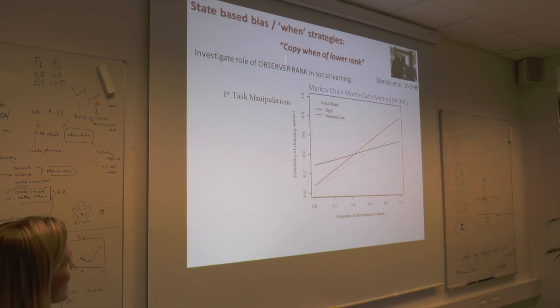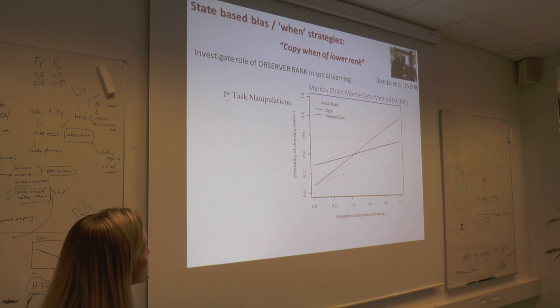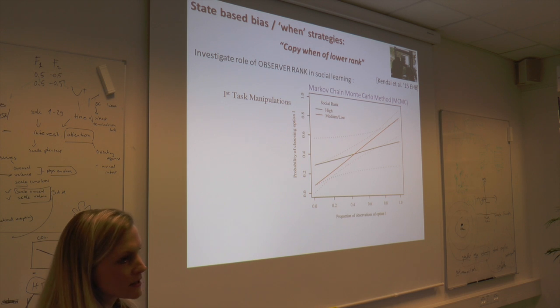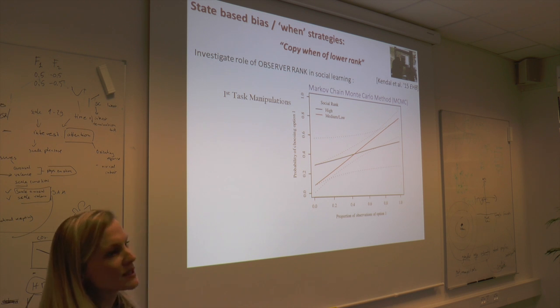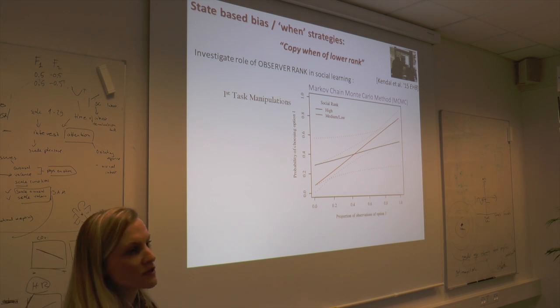And what you can see here is the proportion of observations of option 1 and the probability of that individual choosing option 1 in their first task manipulation. And chimpanzees who were of medium or low rank, in the red line here, there was a strong association between these two things. But if you're of high rank, there wasn't. High rank individuals were not particularly influenced by the prior social information that they had collected.